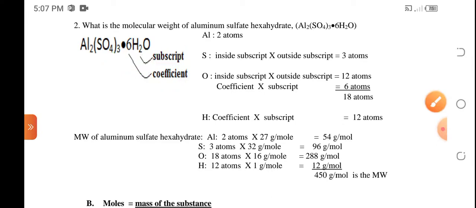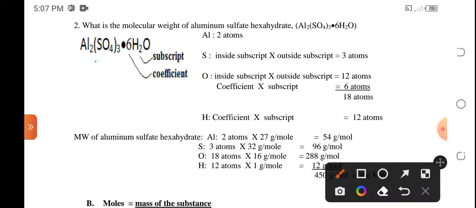Okay, so the rule is, of course, we know that every subscript that follows the element is its identity, its count. So, aluminum, Al2, the subscript 2 indicates that there are 2 atoms of aluminum. But for sulfate, SO4, it is enclosed in parentheses. So, SO4 is enclosed in parentheses and outside the parentheses is 3. Okay? So, for this type, when there are parentheses, there is an outside subscript, the 3, and an inside subscript, which is 4. Of course, when no subscript is written, it means 1.